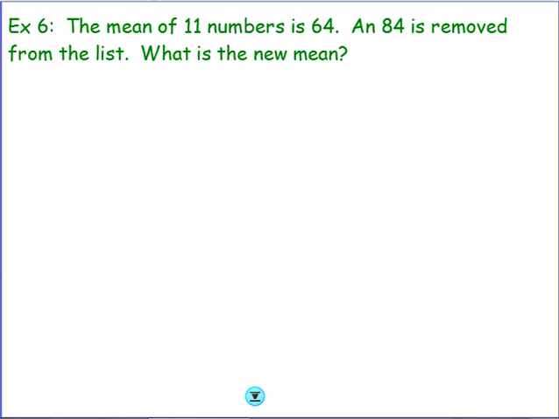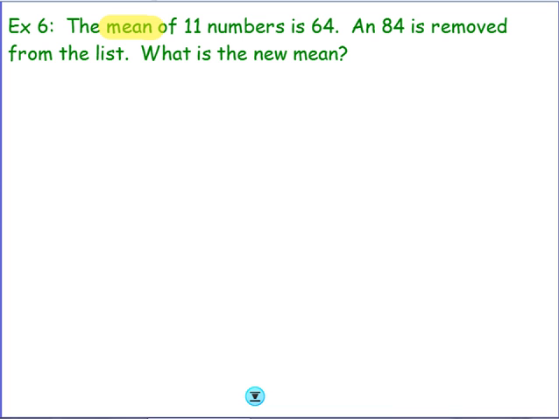The mean of 11 numbers is 64. So we know we're focused on the mean. And 84 is removed from the list. What is the new mean? Here's the problem. We don't know any of the original numbers other than the fact that 84 is being taken out. So we kind of have to do this a little creatively.